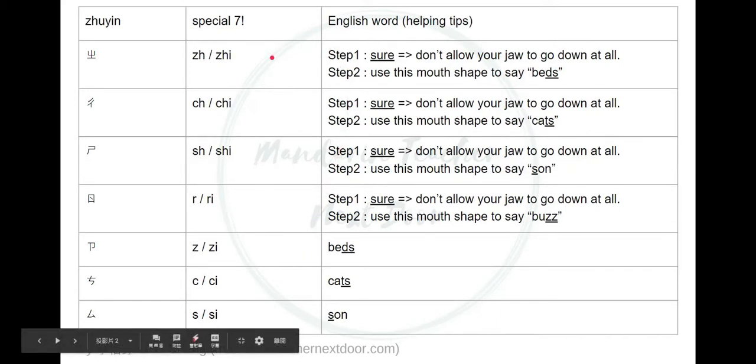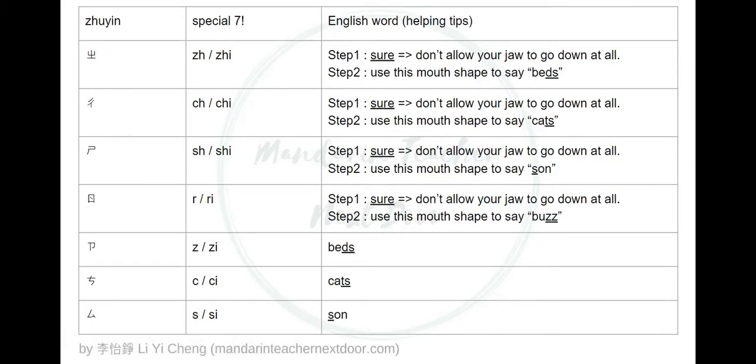Next one, let's see the siblings. ZH/ZHI you say zh, zh. CH/CHI you say ch, ch.